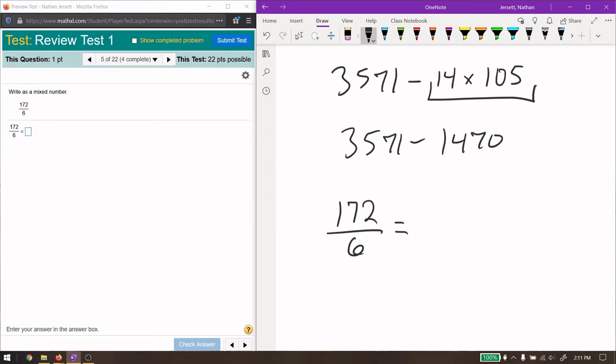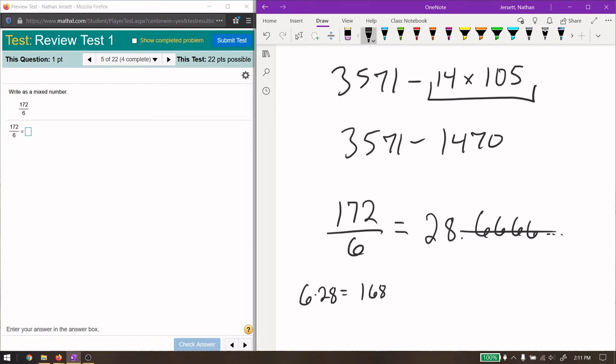We do 172 divided by 6, and that gives us 28 and a bunch of 6's indefinitely. So we're going to ignore the decimal portion and just look at the 28. We know 6 can go into 172 28 times evenly. So we go 6 times 28. 6 times 28 is 168. Now all we have to do is take 172 minus 168, which gives us 4.